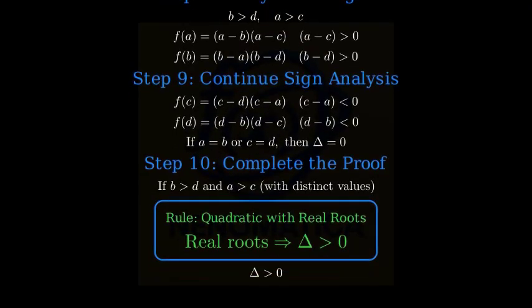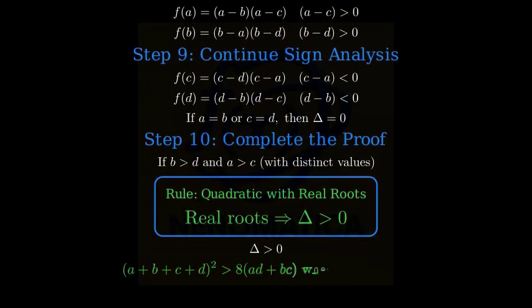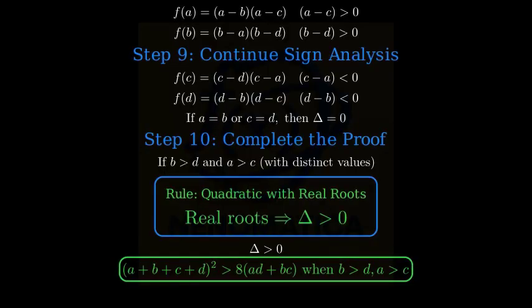Therefore, we have proved that the square of the sum of a, b, c, and d is greater than 8 times the quantity ad plus bc. In other words, (a plus b plus c plus d) squared is greater than 8(ad plus bc) when b is greater than d and a is greater than c.